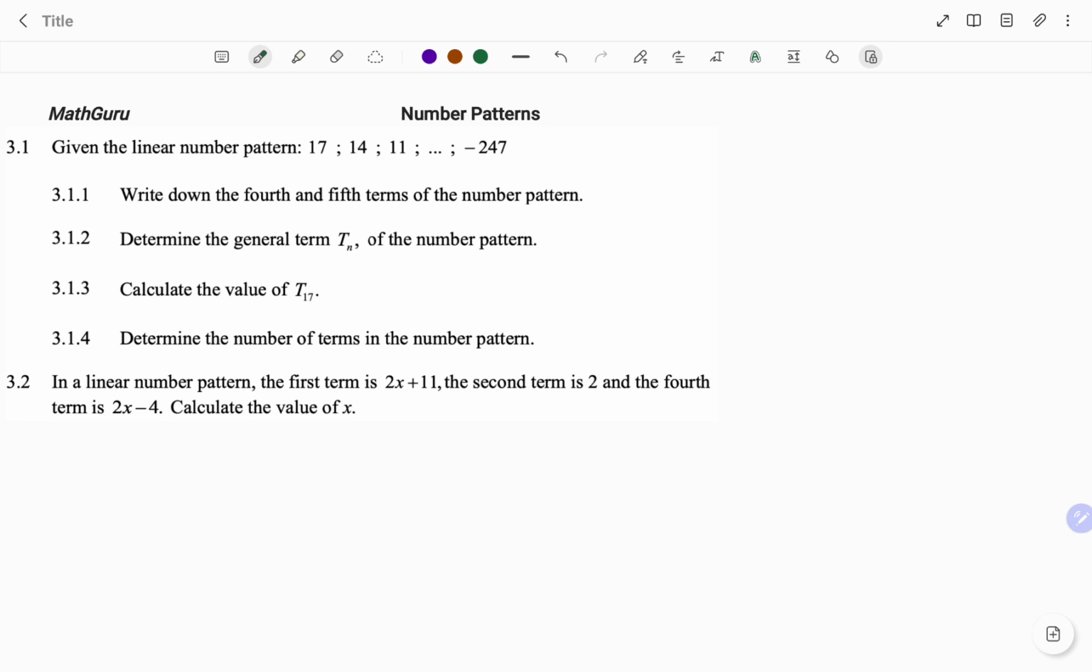And the second part of the question says, in a linear number pattern, the first term is 2x plus 11, the second term is 2, and the fourth term is 2x minus 4. Calculate the value of x.